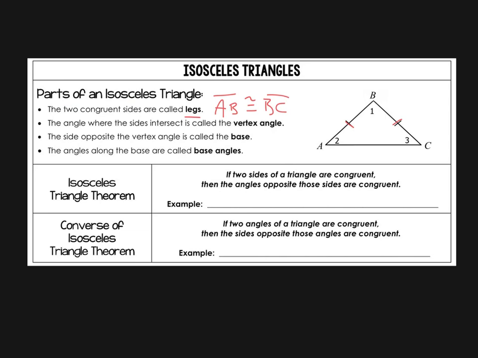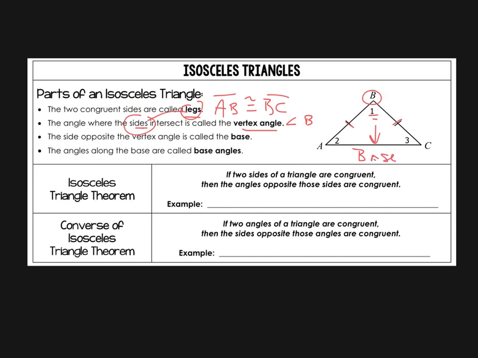Next, the angle where the sides intersect is called the vertex angle. And the sides that we're talking about are the congruent sides. Really, it's the legs. Where the legs intersect is the vertex angle. So that's angle B, or in our case, also angle 1. The side opposite the vertex angle, over here, is going to be called the base.